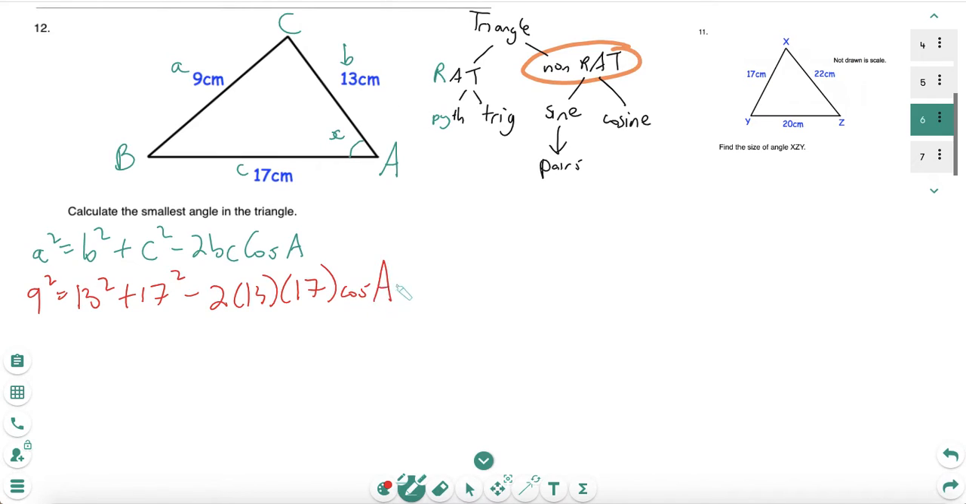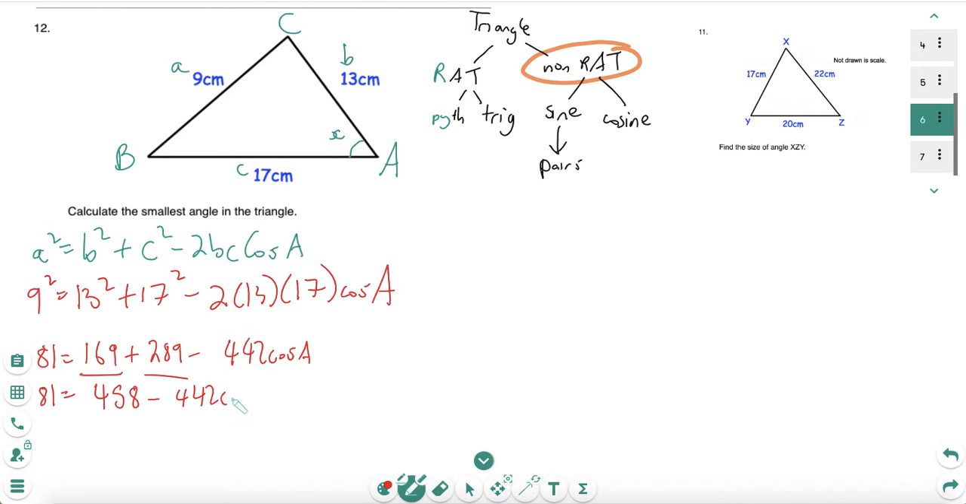So I'll leave it as cosine A, or you can do cosine X. Let's just do cosine A. Let's simplify that. So 9 squared is 81, equals 13 squared is 169, plus 17 squared, which is 289, minus 2 times 13 times 17, 442 cosine A. Simplify even more. 169 plus 289 is 458 minus 442 cosine A.